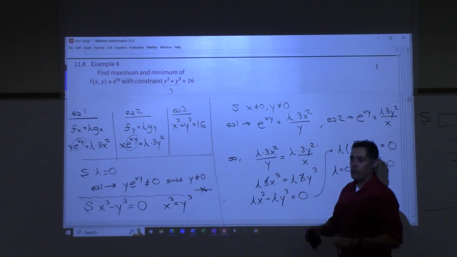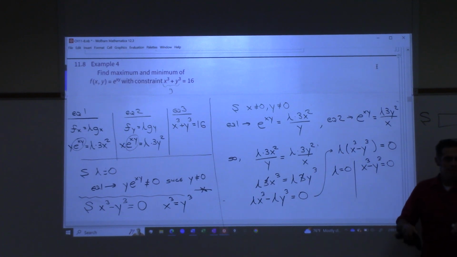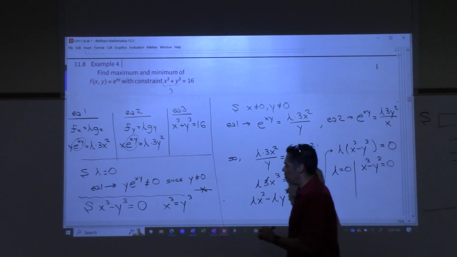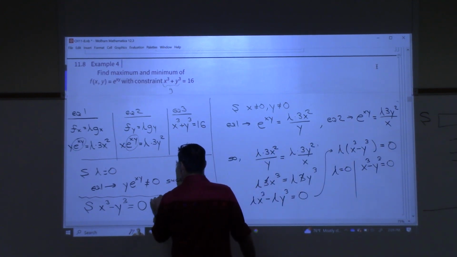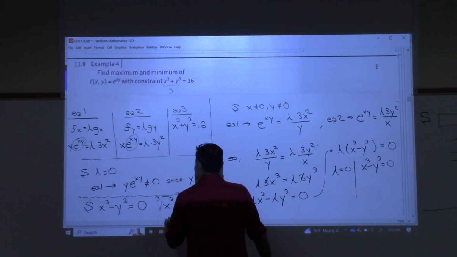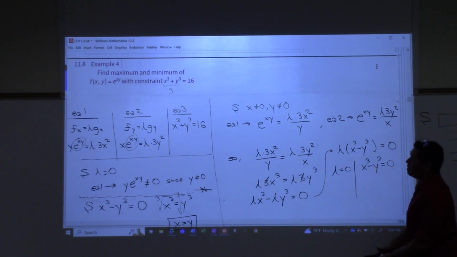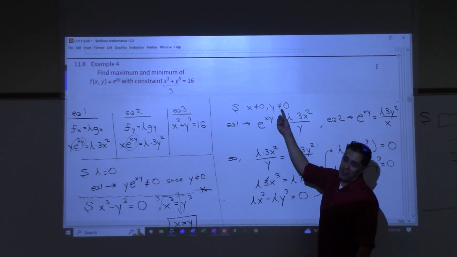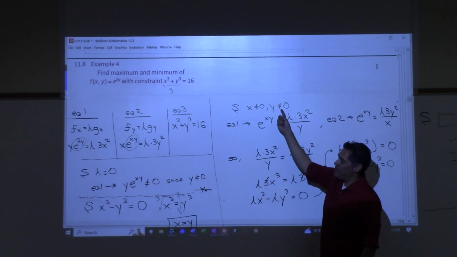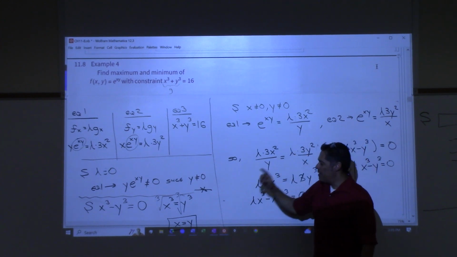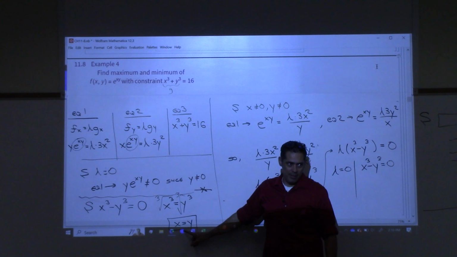And now take the cube root on both sides. Do you have to do plus or minus when you do cube root? No. So I know here that x must be y. So I have a relationship between x and y. So if x and y are both not 0, then I know to satisfy my equations that x and y have to be the same thing.